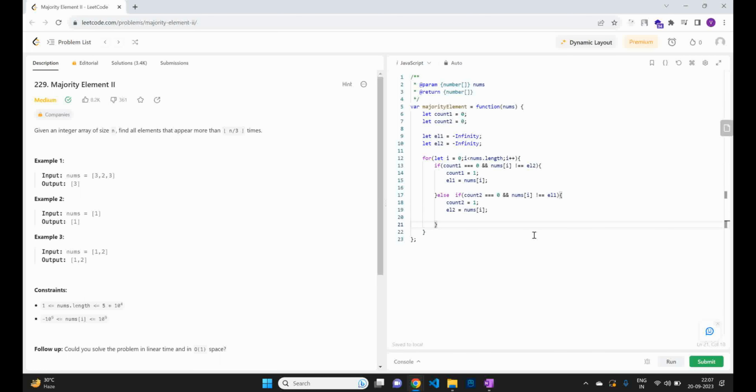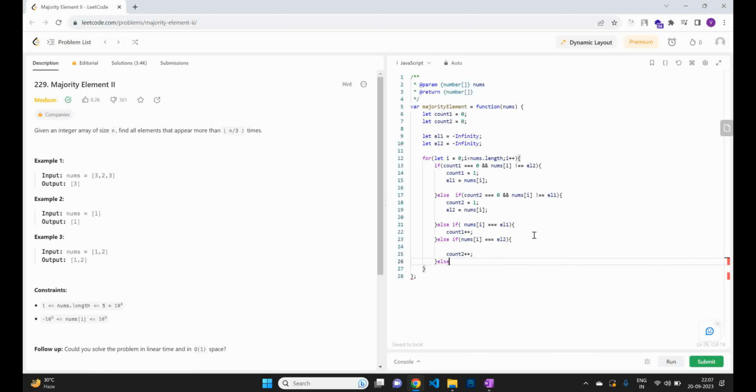Right. Now what else can happen is that my nums of i is equal to EL1, right? This can happen. That means I'm currently tracking this element and I can increase its count. And also my nums of i can be equal to my second element. This can also be the case. That means nums of i is being taken care of by element 2, so I can increase its count by 1.